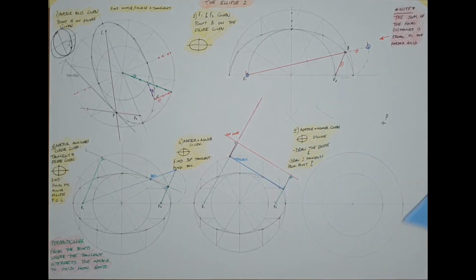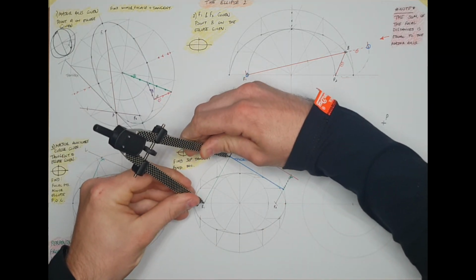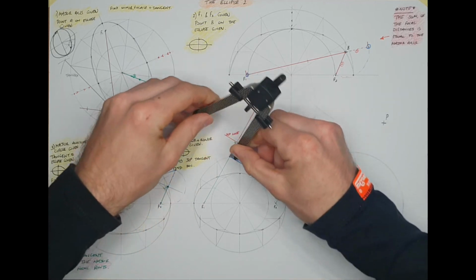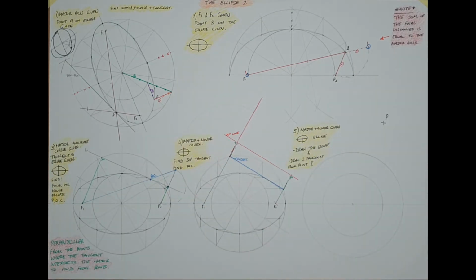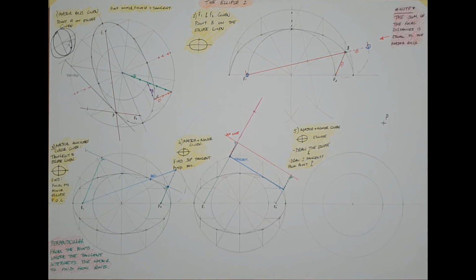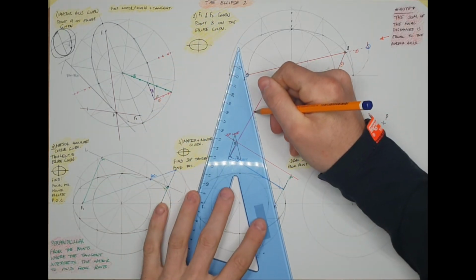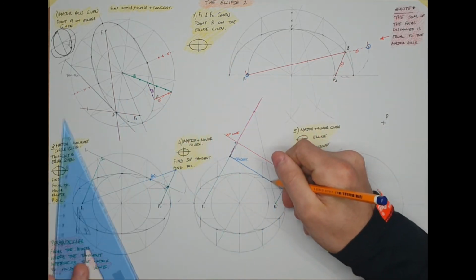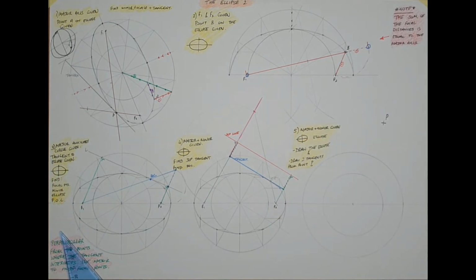Out along here, I'll take the distance from the major into the focal, and I'll bring it around. And that gives me this point up here. That point then joins back down to the second focal, establishing POC right there. Now, that's that question done.